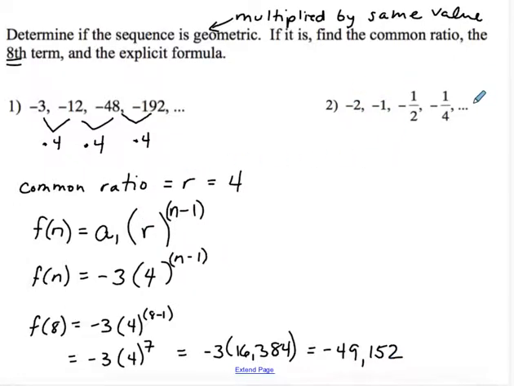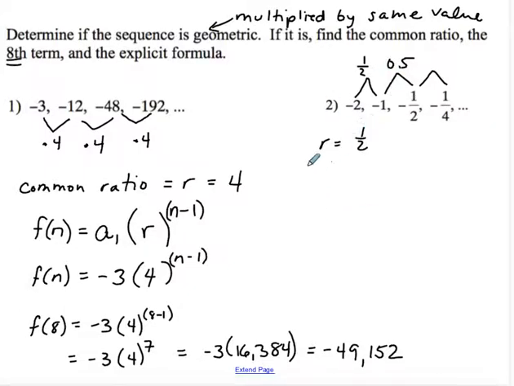Let's take a look at a second example. This example, you'll notice, the values are going up from -2 to -1. That's getting bigger. And from -1 to -0.5. But I think when we're multiplying here, we're multiplying by half, right? -1 is half of -2. -1/2 is half of -1. So I could think of that as 0.5 or 1/2, think of it either way there. So my R value here, my common ratio, is 1/2.